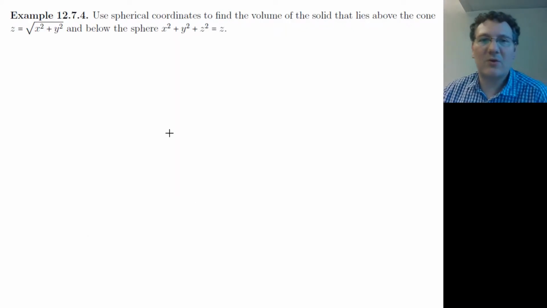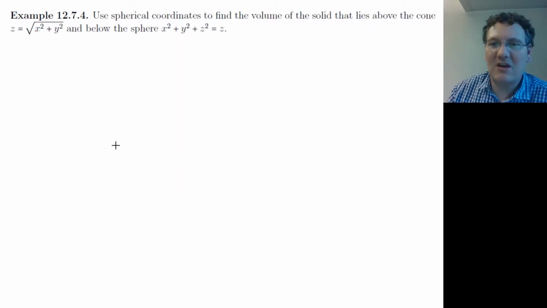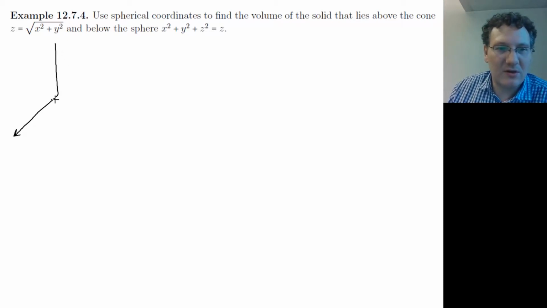Okay, so let's use spherical coordinates to find the volume of a solid lying above a cone, z equals square root of x squared plus y squared, and below a sphere. This is going to look like a snow cone.